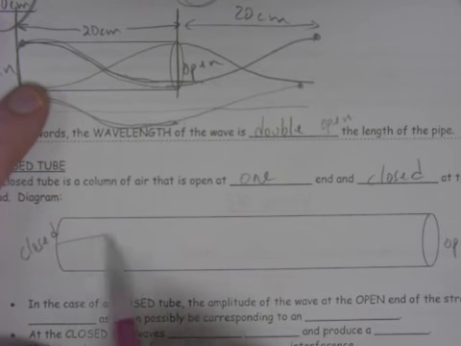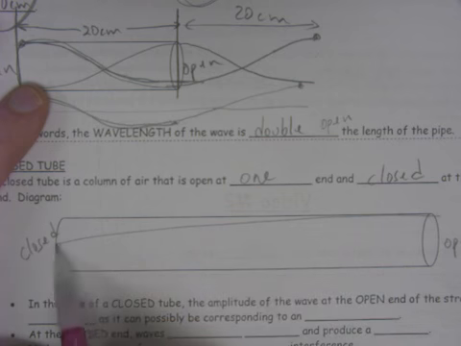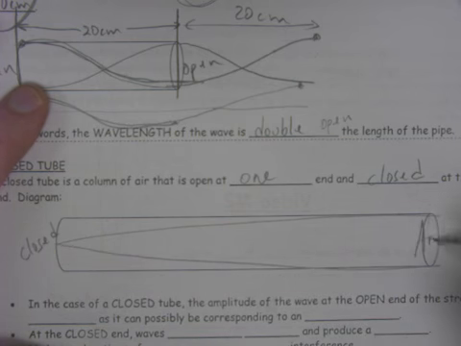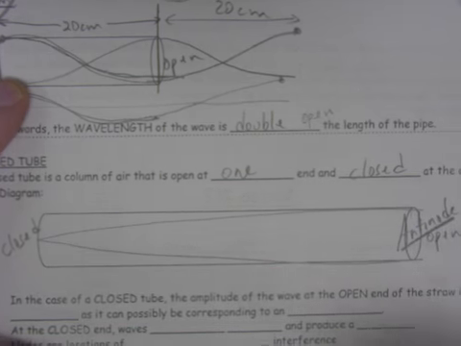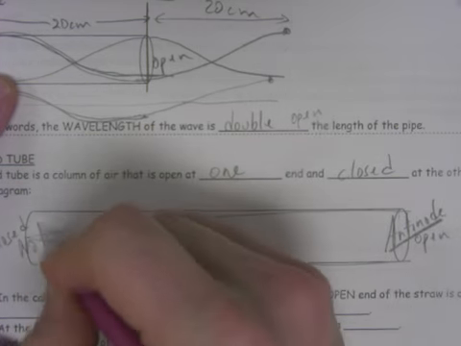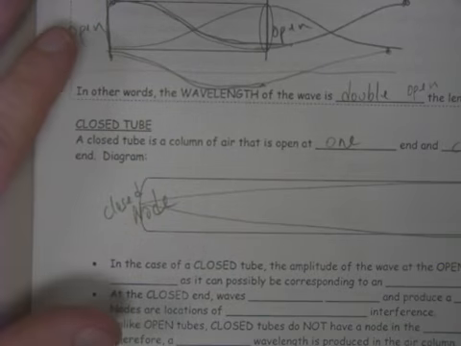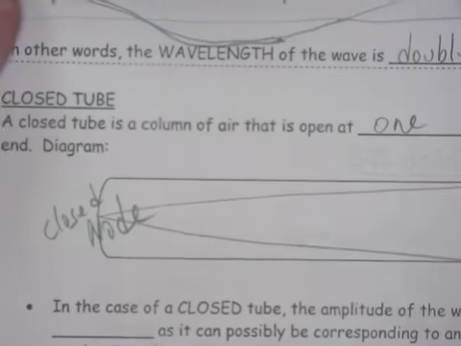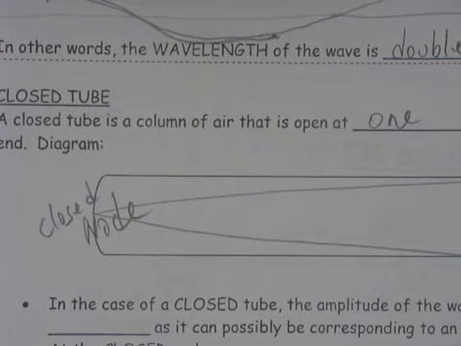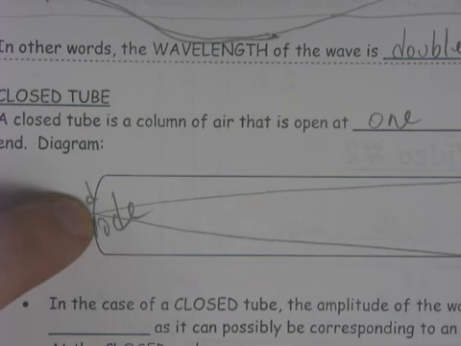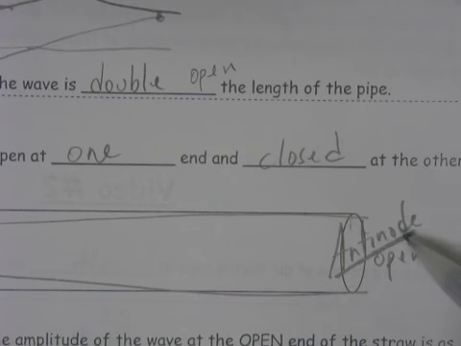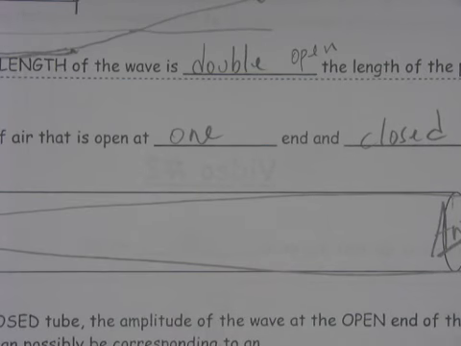And what it will look like is this. So we have an antinode over here, and then a node, I'll kind of zoom in on you, and a node right there. So where it's closed, you have a node, and where it's open, you have an antinode. Notice, there's no node in the middle.